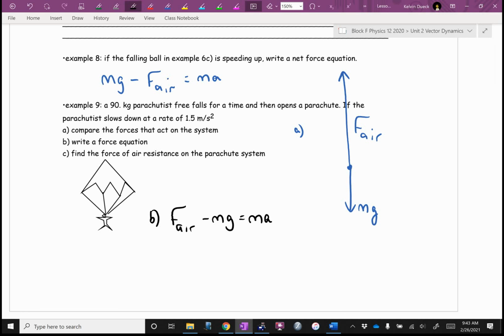Austin, what do you want me to find? As far as I'm concerned, now that I've done this with you, I can either give you the acceleration and say find the force of air resistance, or I can give you the force of air resistance and say find the acceleration. How would you get the a by itself if I asked you that? Divide the m over. Divide everything by m, okay?